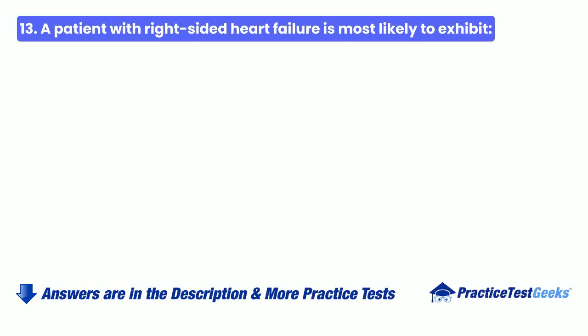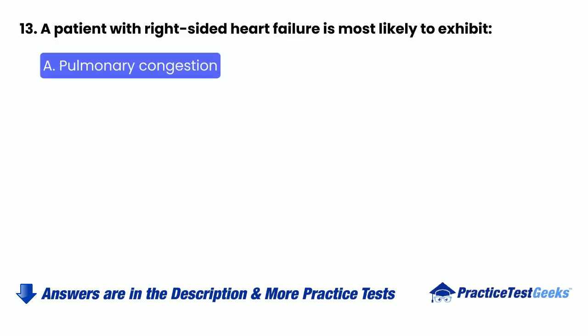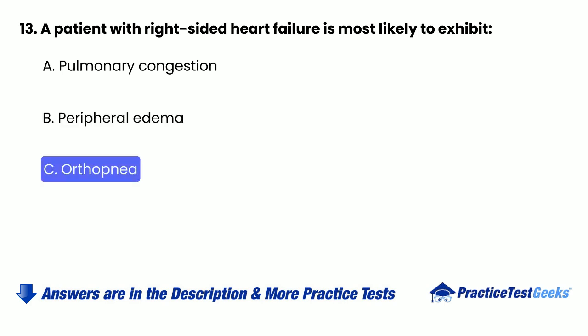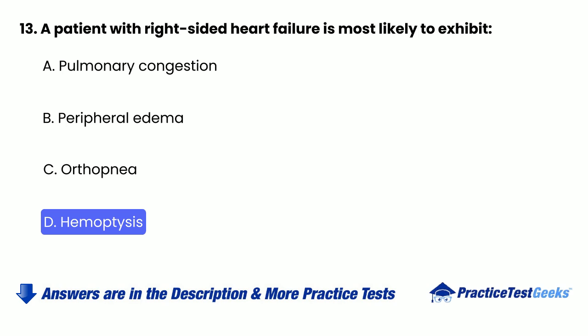13. A patient with right-sided heart failure is most likely to exhibit: A. Pulmonary congestion. B. Peripheral edema. C. Orthopnea. D. Hemoptysis.